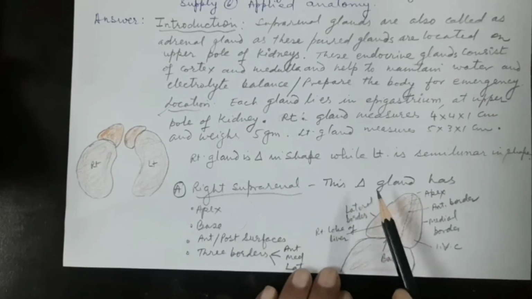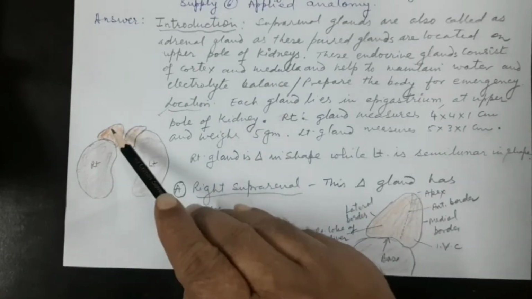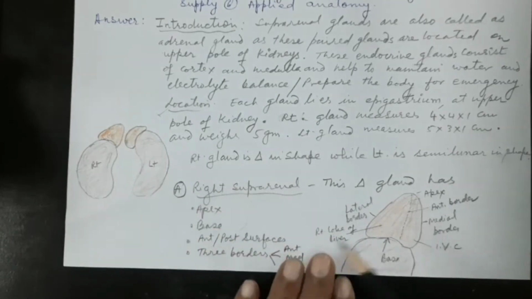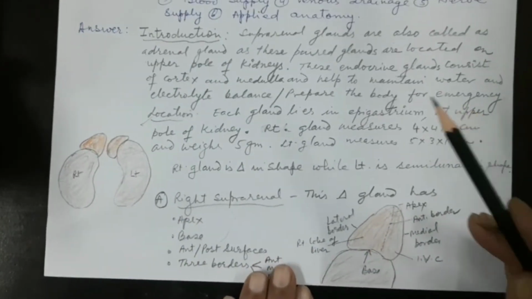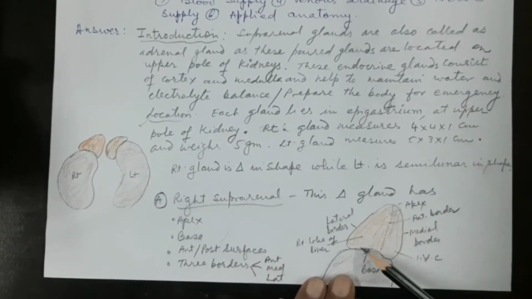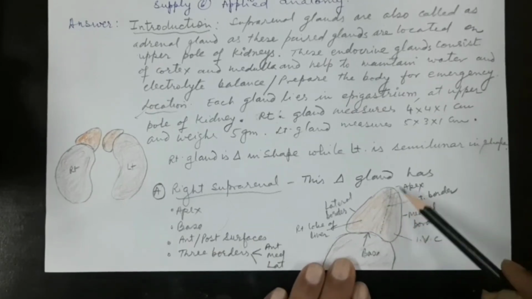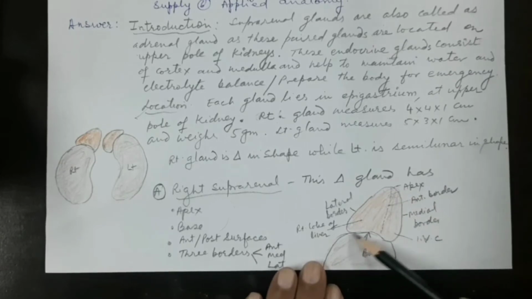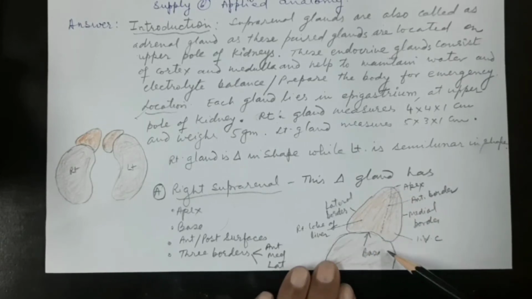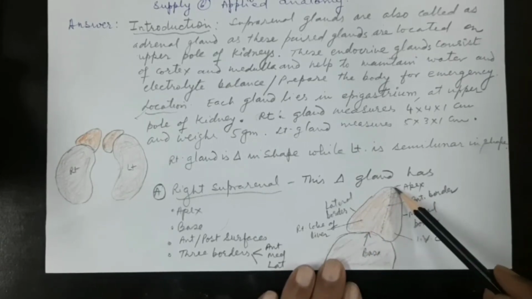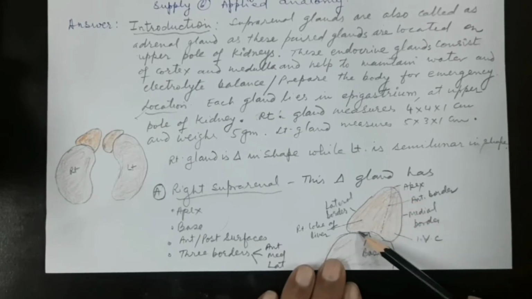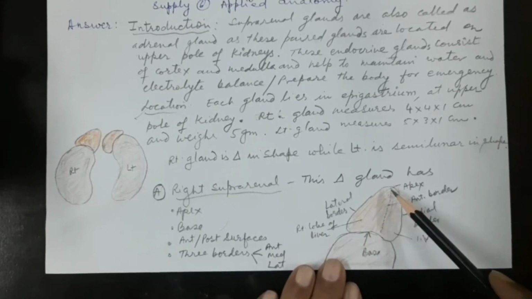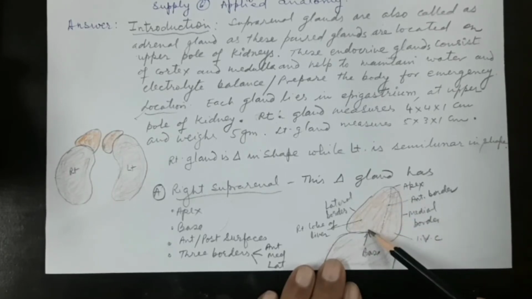As I said, this gland is triangular in shape. See, this is triangular in shape. Now this gland, which is triangular in shape, has an apex. This is the apex of the gland. It is sitting on the upper pole of the right kidney. Then it has a base, where it is touching the upper pole of the kidney. So since it is triangular, it has an apex and a base.